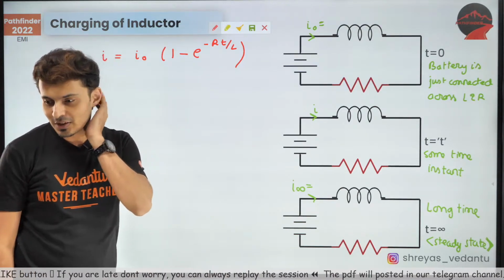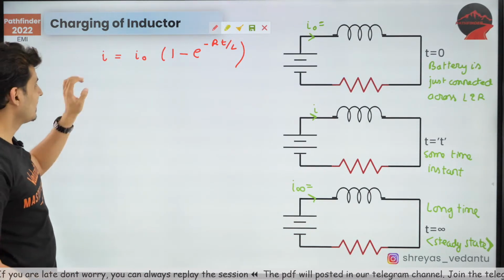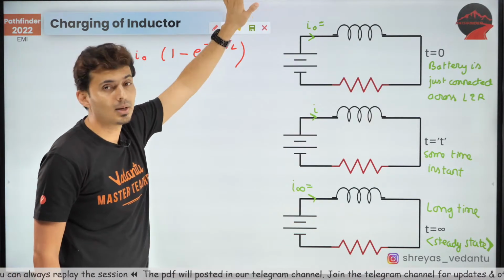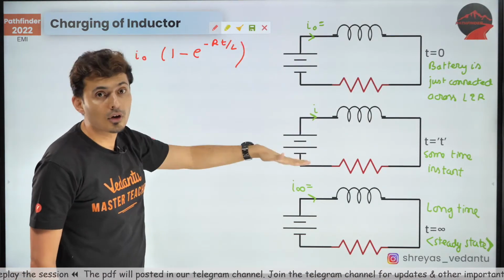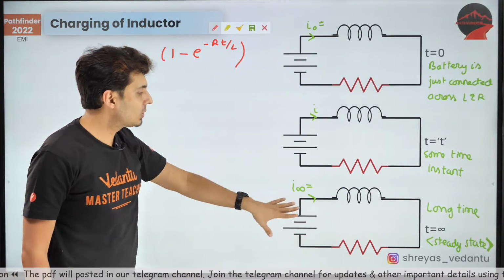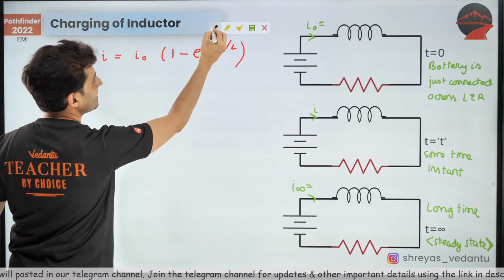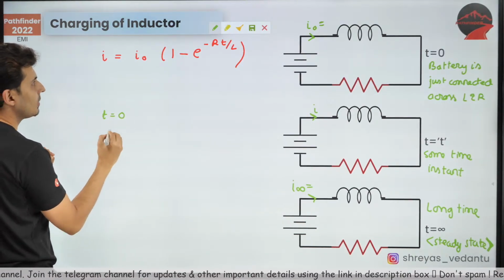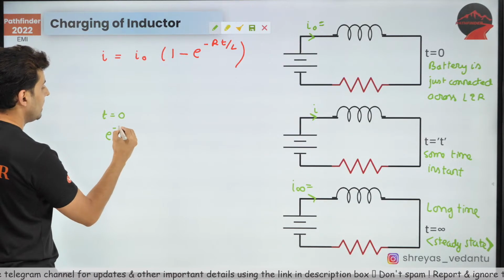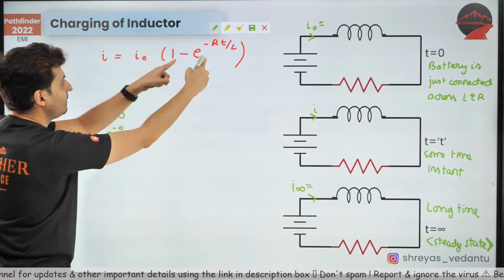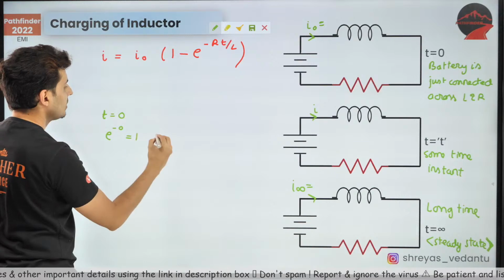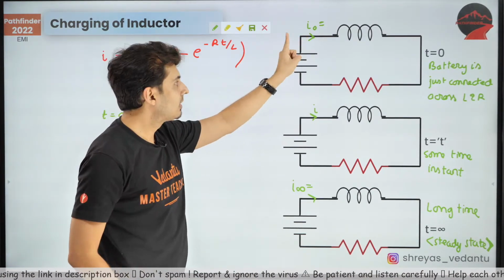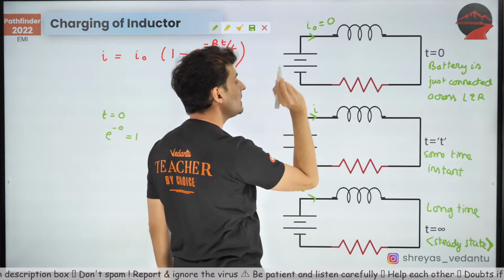Okay, cool. So now here is the thing. This equation helps me understand how the current will grow with time, right from 0 to infinity. Let's try out some special values and see what we get. Let's say the time value is 0. If time is 0, then e raised to minus 0 will be 1. Now 1 minus 1 is 0. So what will be the current? It will be 0. So the moment you connect the circuit, the current will be 0.